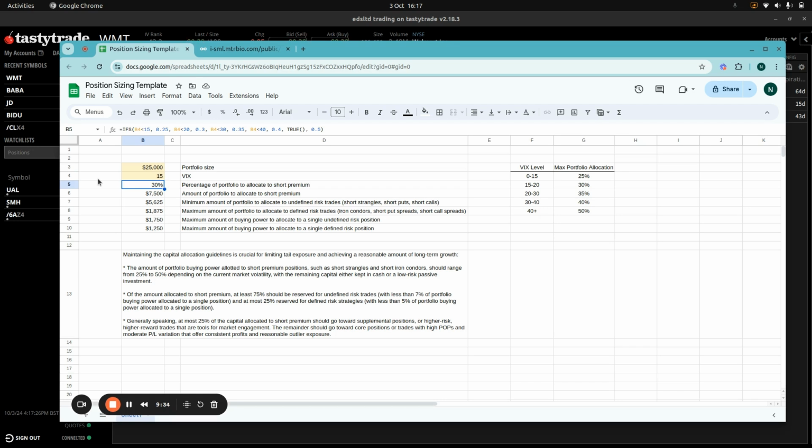At this point, all you need to do is use this information to form the backbone of your portfolio. It will tell you how much buying power to allocate to any single defined risk position, any single undefined risk position, and how much of your portfolio you should allocate to short premium strategies in general. So follow the information here and you'll be fine.